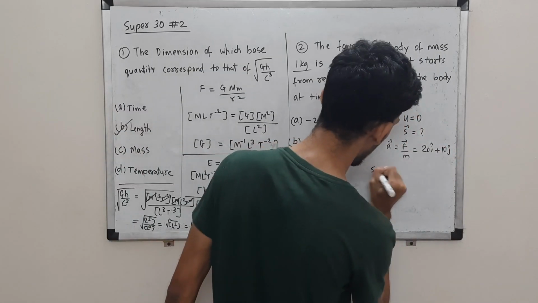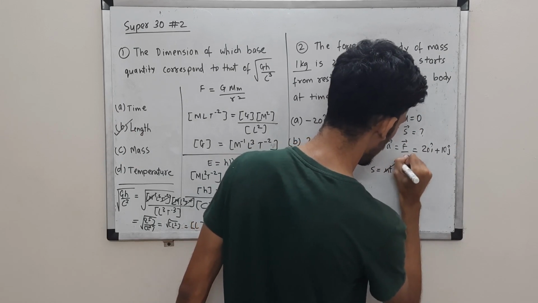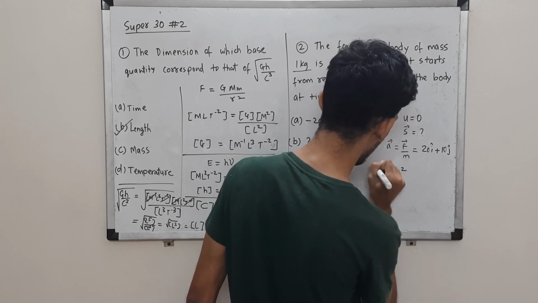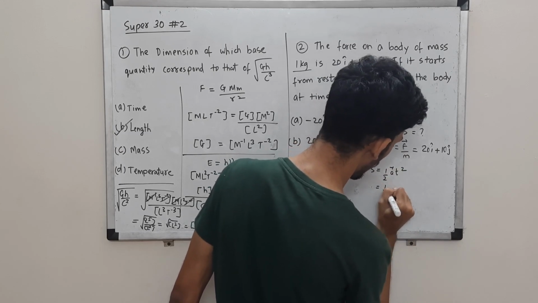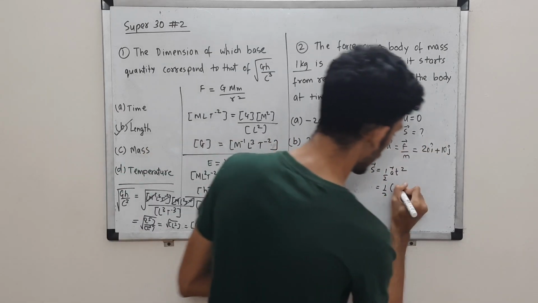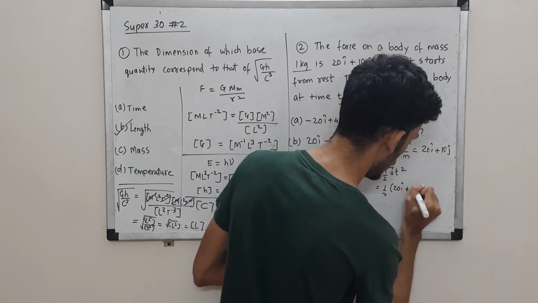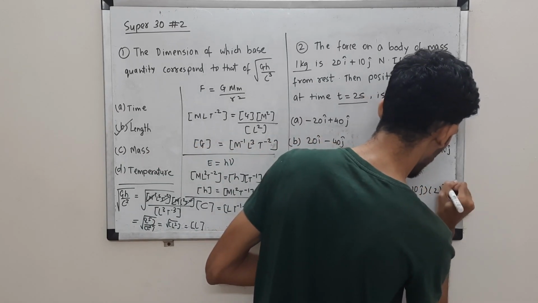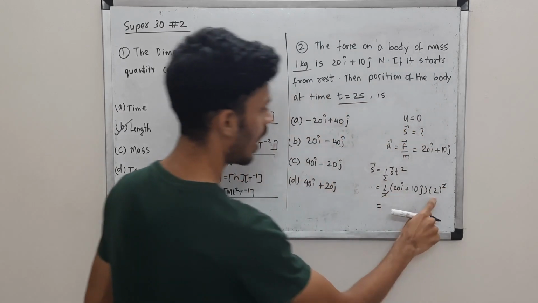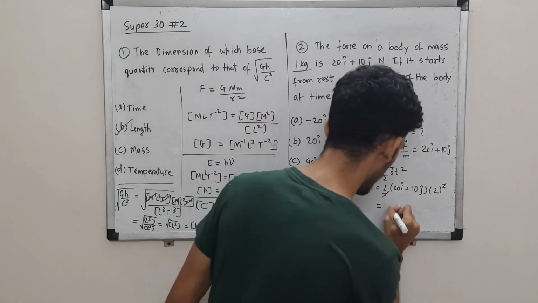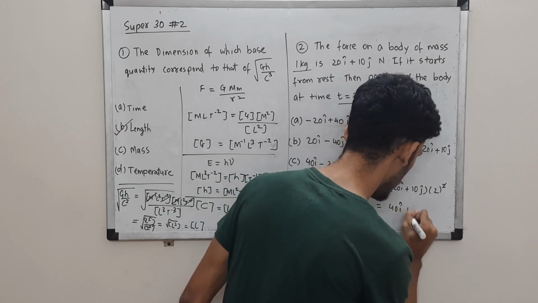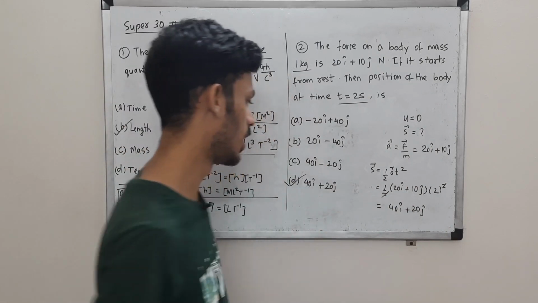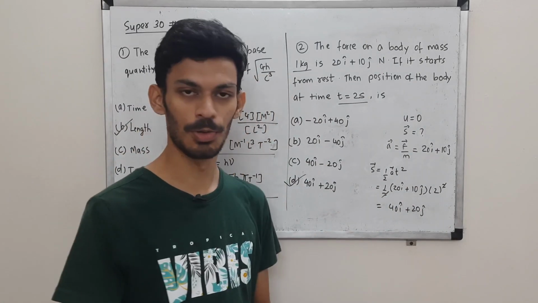So s will be given as ut plus half at square, but u is 0, so I can simply write s is equal to half a t square in vector form, of course. So half, and we have a, which is 20 i cap plus 10 j cap, and t square, where time is 2 seconds, so t square is 4, and the 4 and the half will cancel to give 2. Multiply it out: 40 i cap plus 20 j cap. So our answer will be option D, 40 i cap plus 20 j cap. So that's your answer.